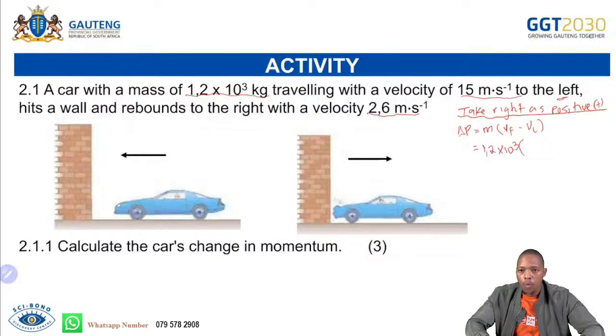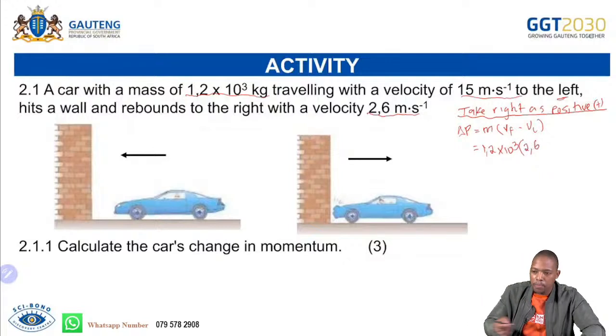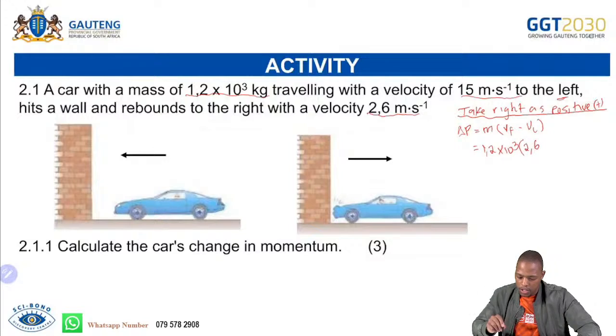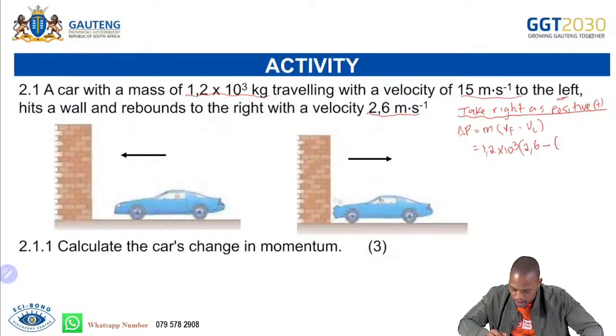Open bracket. What is the final velocity? The final velocity is 2.6, which is a rebound to the right. So the final velocity is positive, because I said to the right must be positive. A rebound: when the car hits the wall, it bounces back with 2.6 to the right, that is positive. Minus the initial velocity of 15 meters per second that was going to the left. So it's minus a negative 15, close the big bracket.